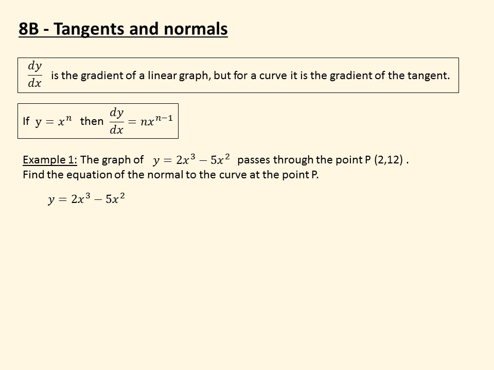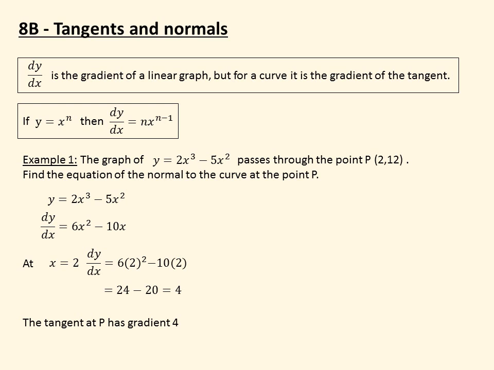So if this is y, we can differentiate: dy/dx is 6x squared minus 10x. This is for all points on the curve, but we want to know the actual value at x equals 2, at the point P. So if we put 2 into this expression, we get the value 4. So we know at P the gradient is 4.